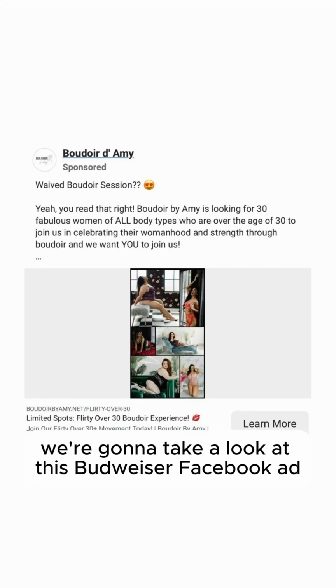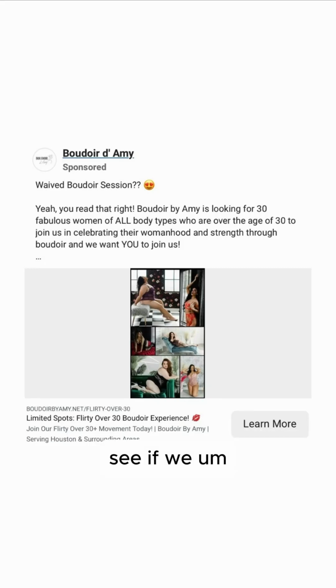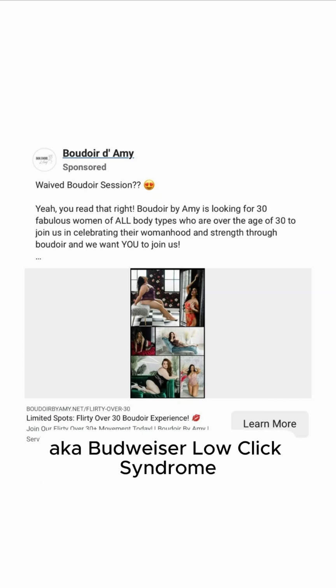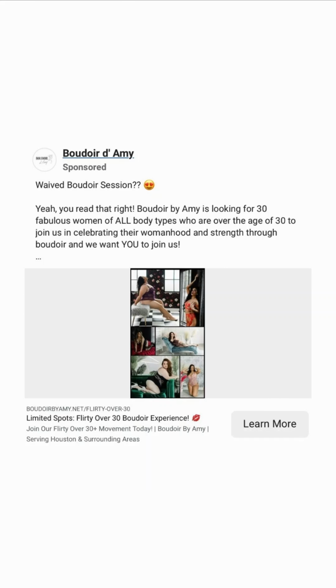All right, y'all, we're going to take a look at this Boudoir Facebook ad. We're going to diagnose it and see if we believe it has BLCS, aka Boudoir Low Click Syndrome.